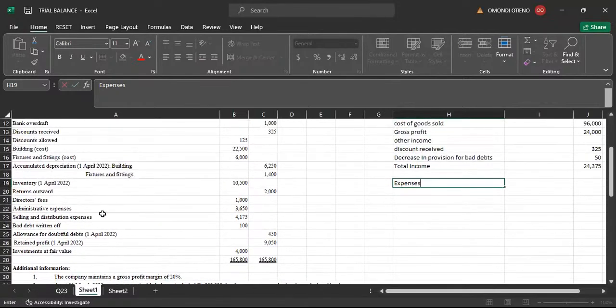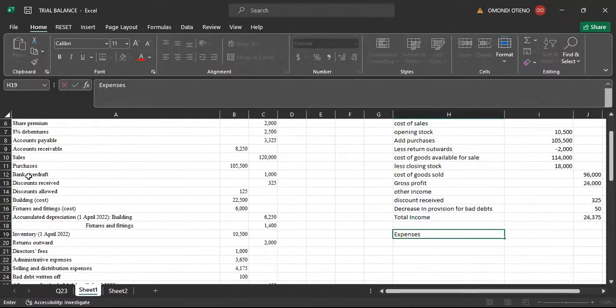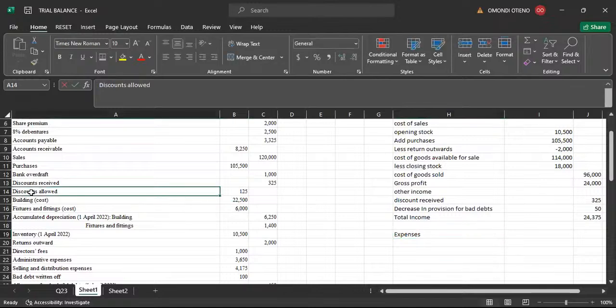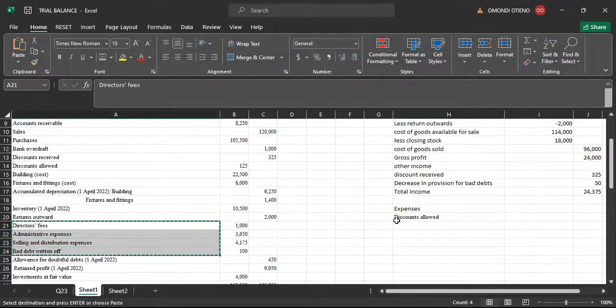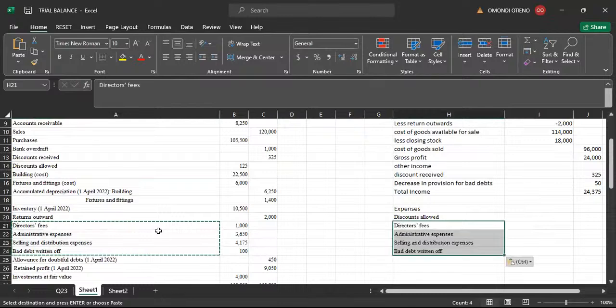So what I want you to do to save on time as you work on these things, just look for the expenses. We have discount allowed, that's an expense. We just bring it here. We have director's fee, administrative, selling, bad debts written off. All those ones are expenses. We bring them down here.